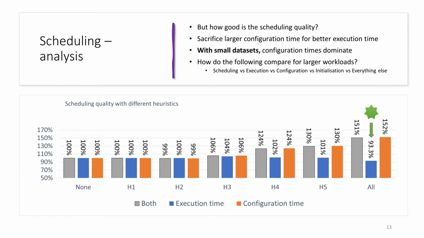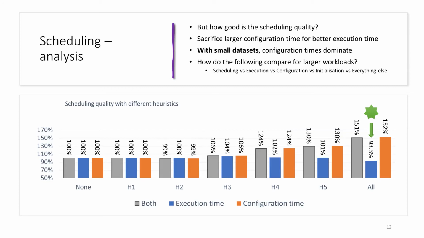But what about the quality of the resulting execution plans? As the heuristics naively target minimizing execution times, plans that minimize configuration times and reuse more modules are ignored. Consequently, while simulating workloads with small datasets, we see that configuration times dominate. However, we successfully keep execution times minimized, and we expect that with larger workloads, the execution times dominate instead.